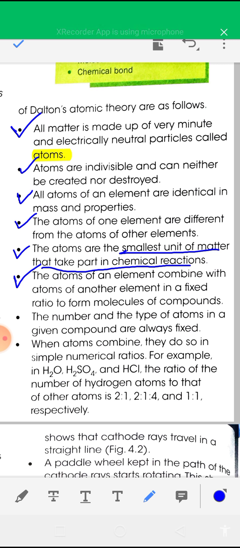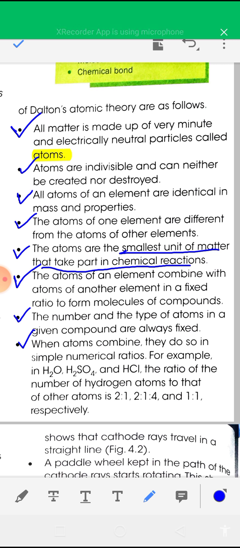And the number and types of atoms in a given compound are always fixed. And when atoms combine, they do so in a simple numerical ratio. For example, in water, the hydrogen to oxygen ratio is 2:1. This point was given by John Dalton in his atomic theory. Okay, these are the points he told about atoms.